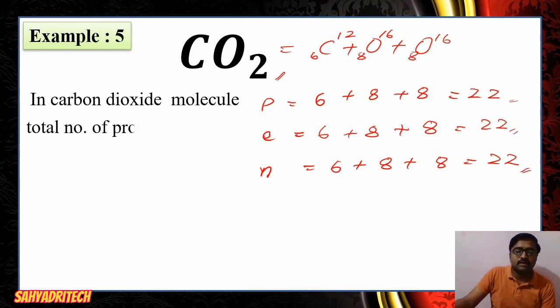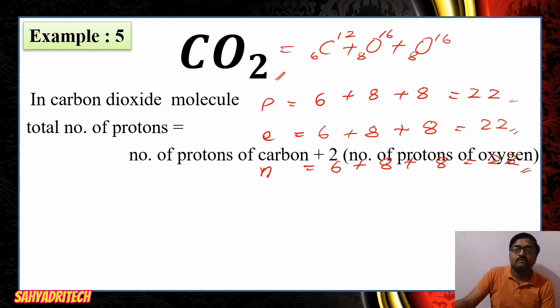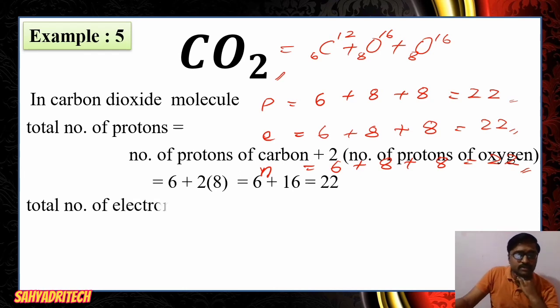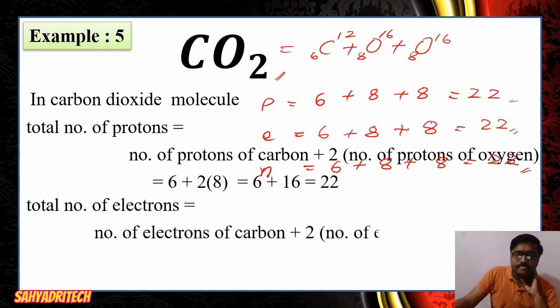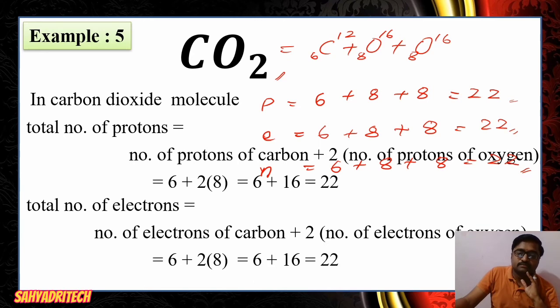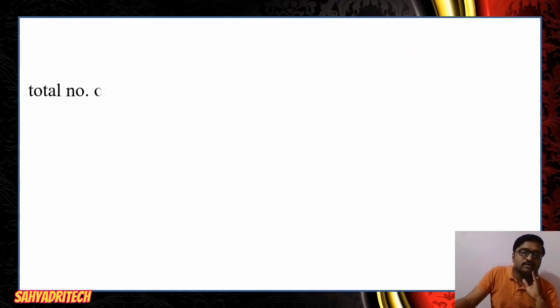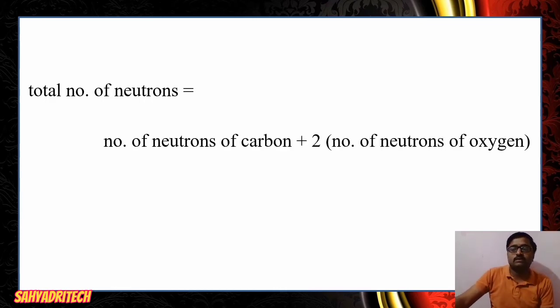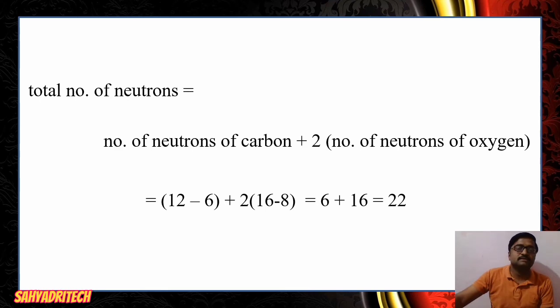So the total number of protons, we can say, is number of protons of carbon plus 2 into number of protons of oxygen. That's what we did. So 22. Then coming to the electrons, again the same: number of electrons of carbon, 6, plus 2 into number of electrons of oxygen atom. So again 22. And neutrons: total number of neutrons of carbon plus 2 into number of neutrons of oxygen. So 12 minus 6 plus 2 into 16 minus 8, that is 6 plus 16, 22.